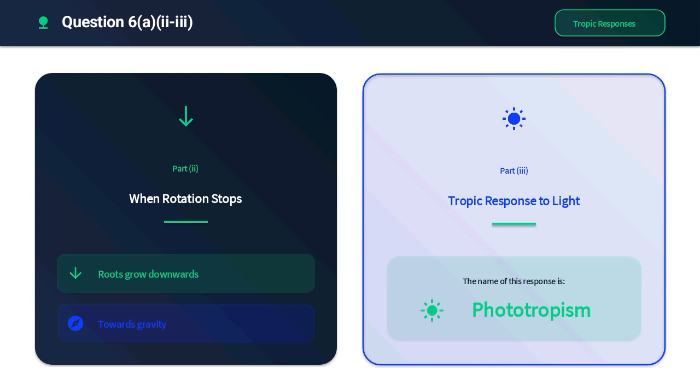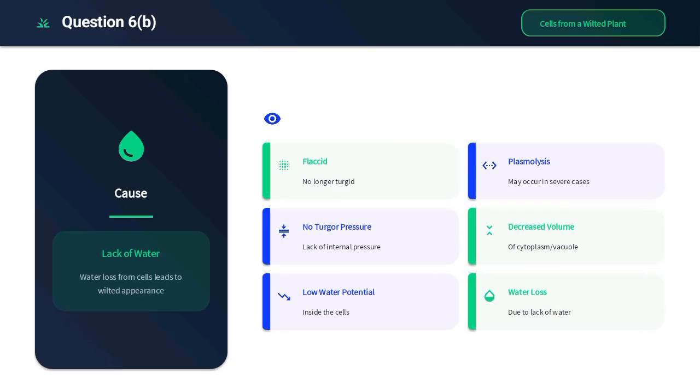Part A, Part 3 asks us to state the name of the tropic response to light. This is phototropism. Shoots grow towards light, which is positive phototropism, while roots usually grow away from light, so the answer is phototropism. Part B asks us to state and explain the expected appearance of cells from a plant that has wilted. When a plant wilts, it's because it has lost water.